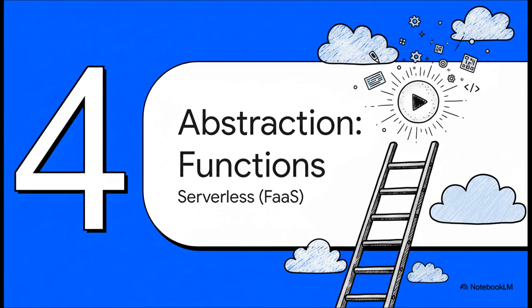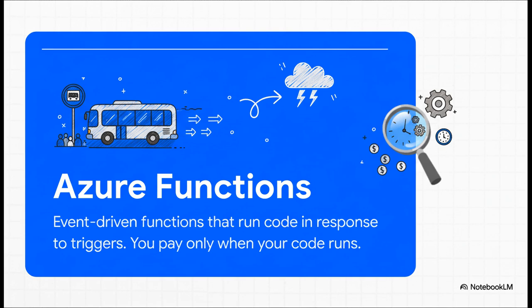We have climbed pretty high up our ladder of convenience, and now we're at the very, very top. This is Function as a Service, or FaaS. This is the ultimate convenience, where we strip away almost everything until all that's left is your code itself. Time for our last transportation analogy. Azure Functions are like using public transit. You don't own a car, you don't lease one, you don't even hail a taxi. You just show up at the bus stop when you need a ride, you pay your fare for that one specific trip, and that's it.